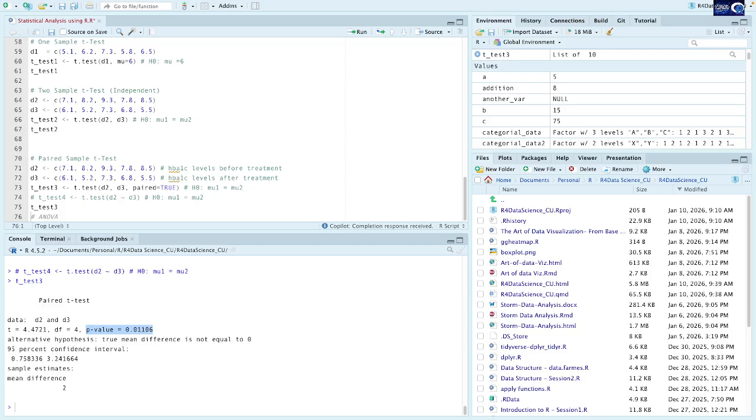Here the null hypothesis is that the true mean difference between paired samples is zero, and the alternative hypothesis is that the true mean difference is not equal to 0. When it comes to the t statistic, we will calculate it. And when it comes to degrees of freedom, it will be n minus 1.